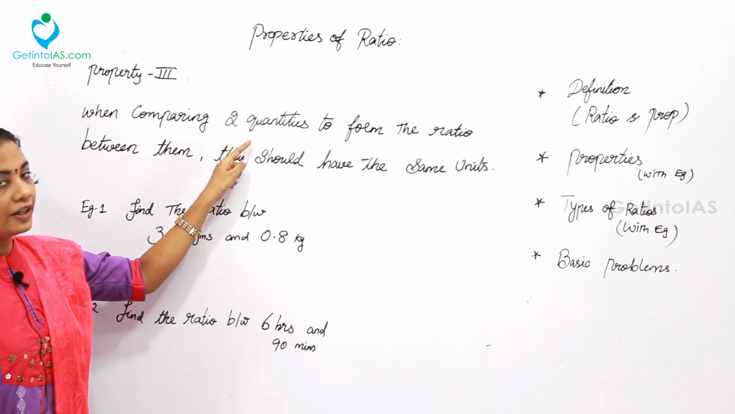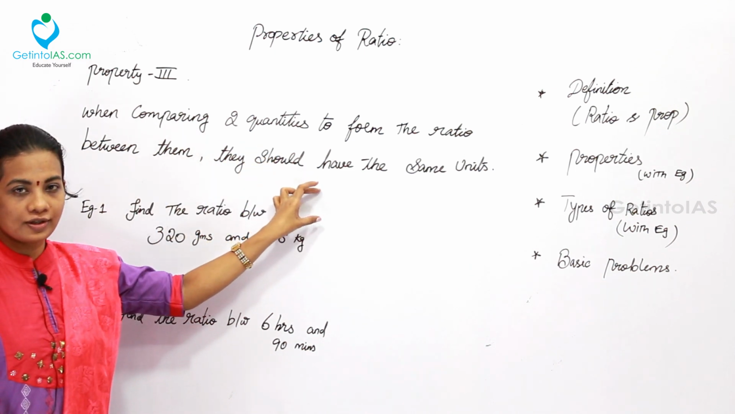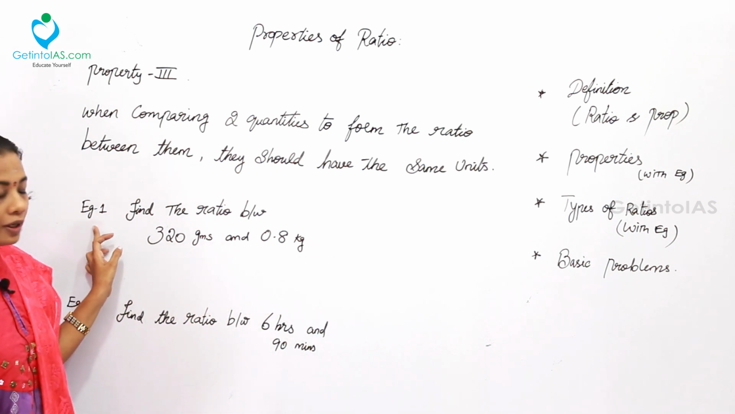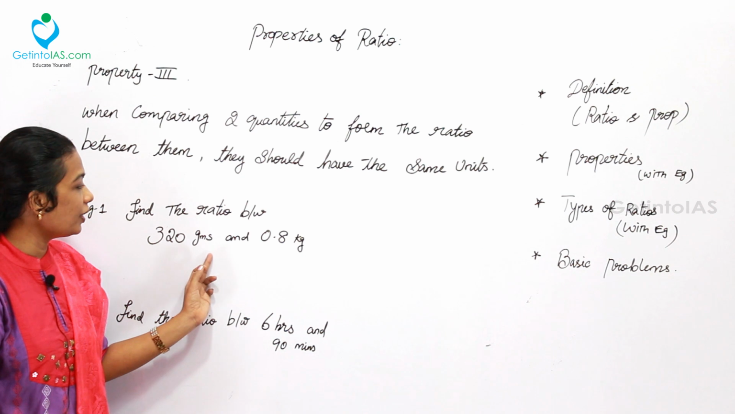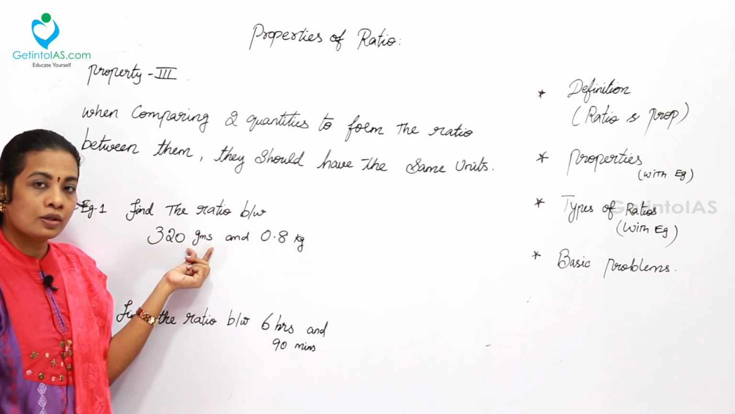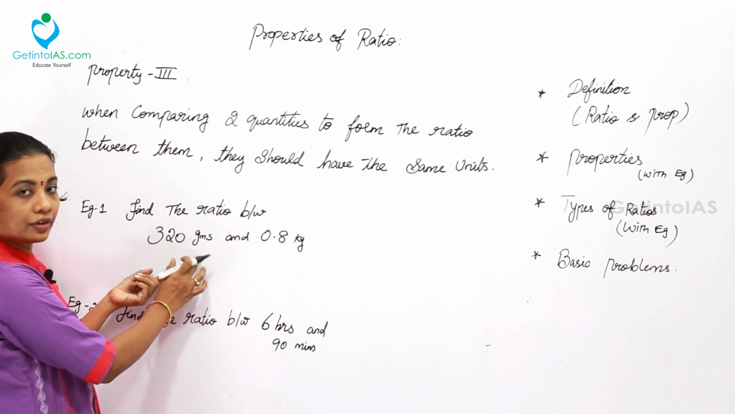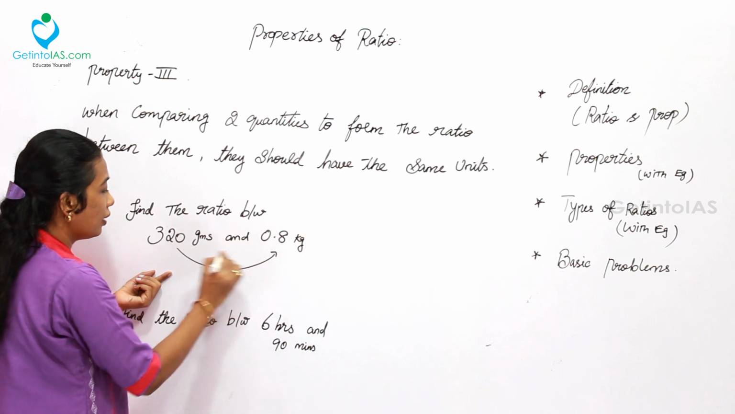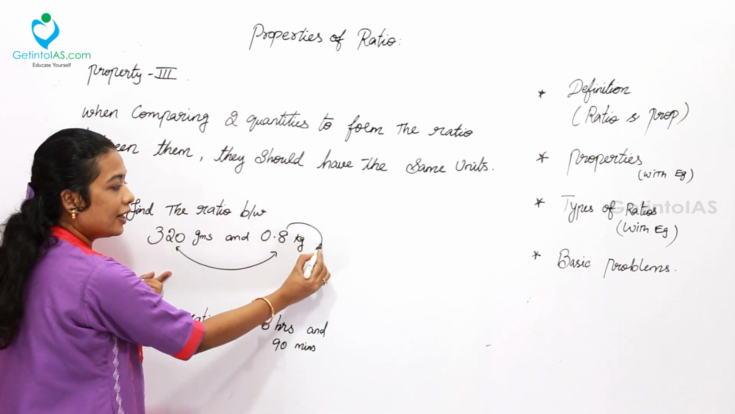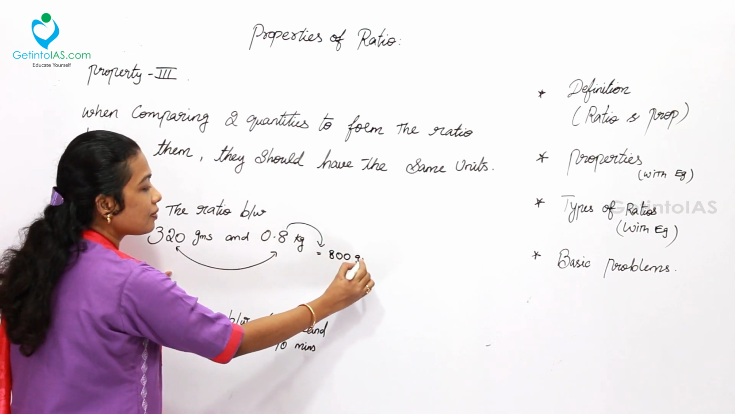Property 3. When comparing two quantities to form the ratio between them, they should have the same units. Let's understand this with small examples. The first example: find the ratio between 320 grams and 0.8 kilograms. One unit is given in grams and another is given in kilograms. So how to solve it? First you convert into the same units. So first I am taking this 0.8 kg into grams, that is equal to 800 grams.